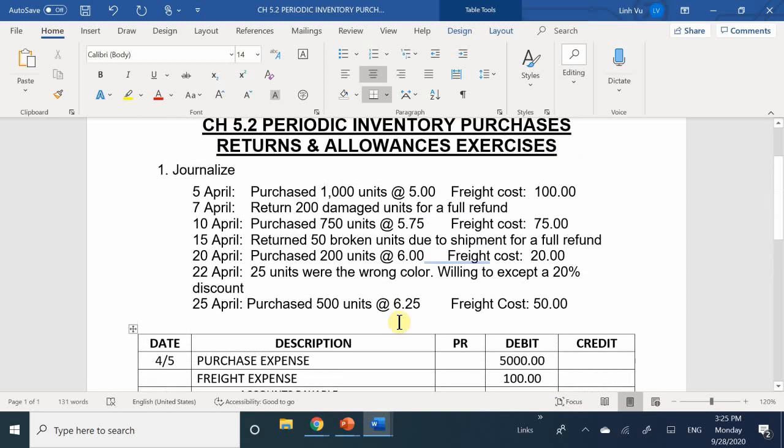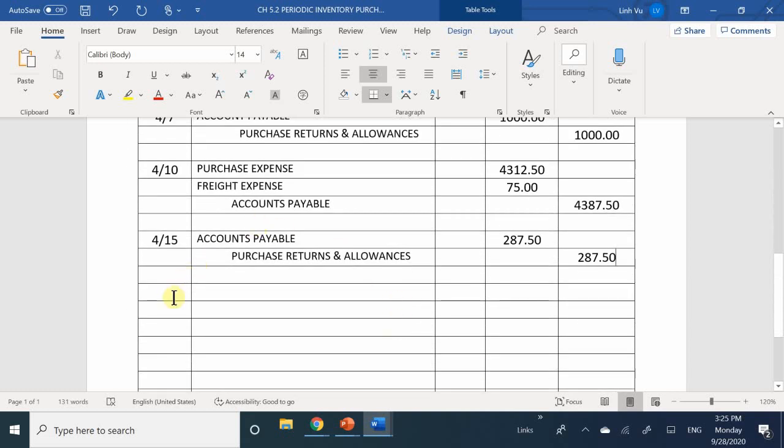What has happened on April 20th? April 20th, purchased 200 units at $6 each. That is purchase expense. Okay. The $1,200 under the debit column. Purchase expense for $1,200.